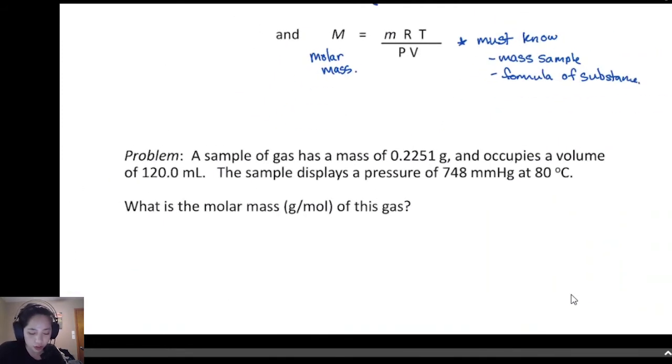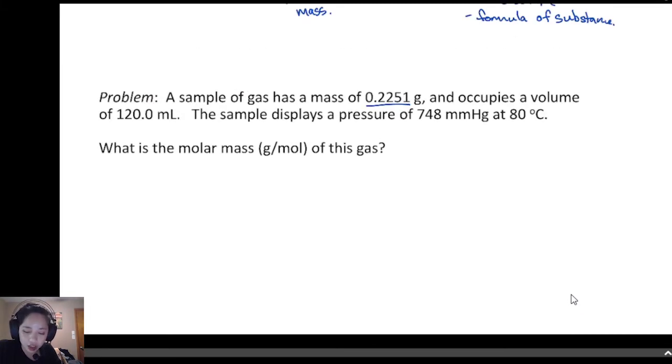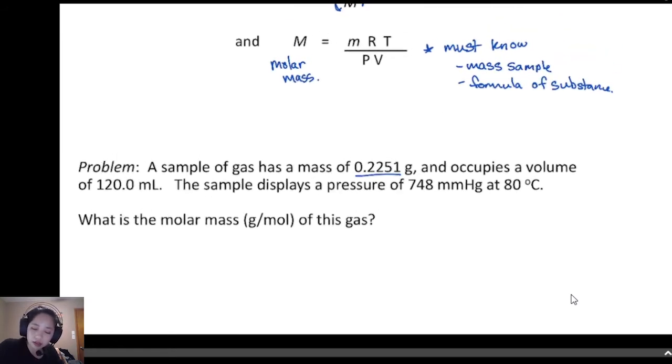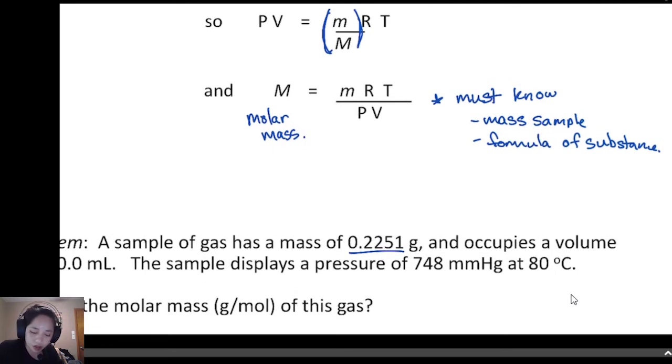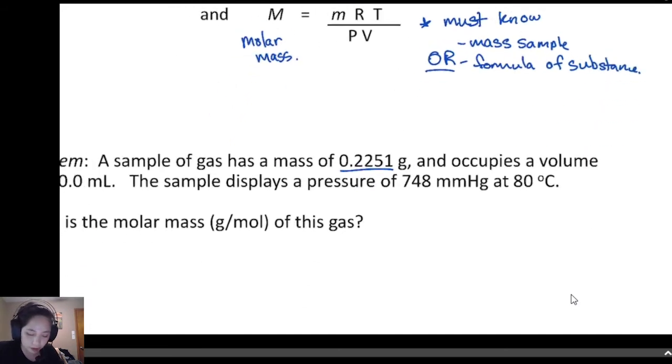All right, so let's just do a sample question. So we have a sample of gas with a mass of 0.2251 grams, and occupies a volume of 120 milliliters. The sample displays a pressure of 748 millimeters of mercury at 80 degrees Celsius. Oh, I guess we don't have to know it. So depending on what we're solving for, this should say we must know mass of sample or formula of substance to get the molar mass. That's what I meant. All right, sorry. Okay, back to this.